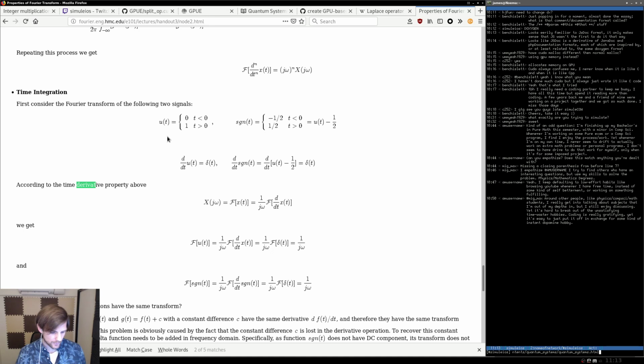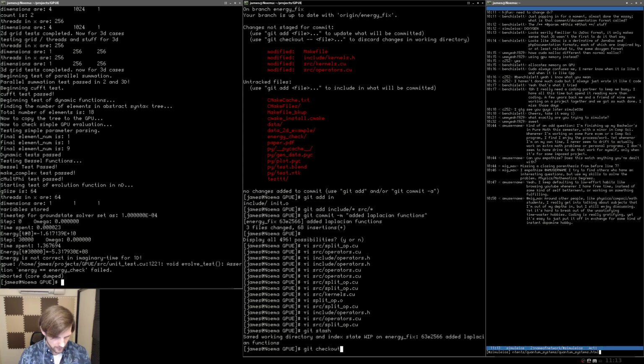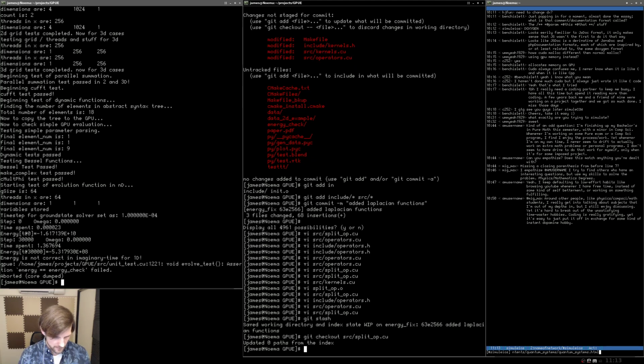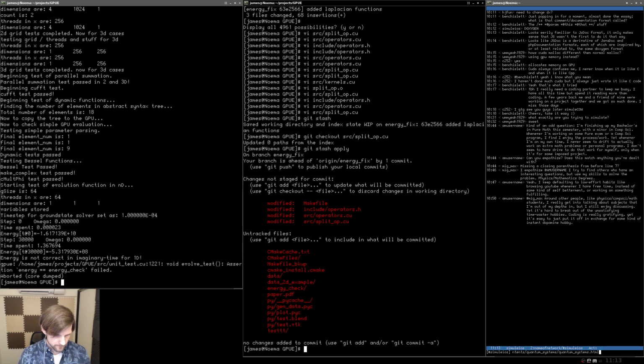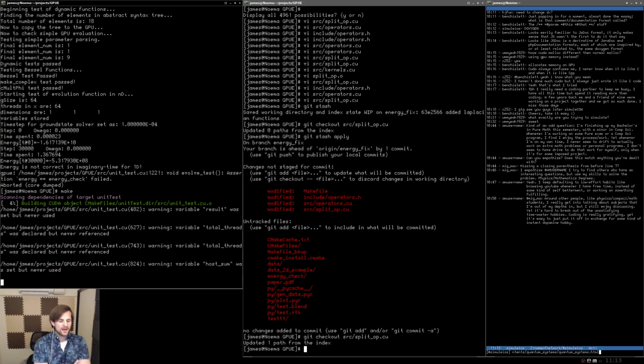Let me revert back to what we had before. So let's just go ahead and do quit. Git stash first. And now we're going to do git checkout source splitop.cu. We're going to make that. Actually, okay. Git stash apply because I want some of these changes. And then we do git checkout source and then splitop. We're going to do make, and then these tests should pass.